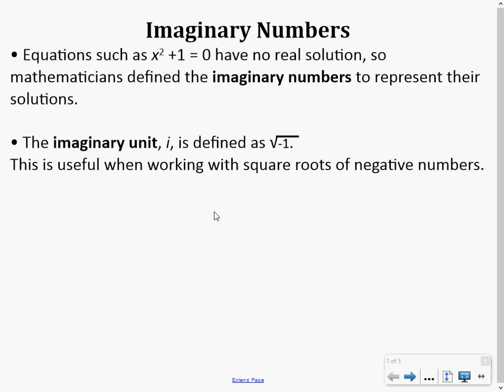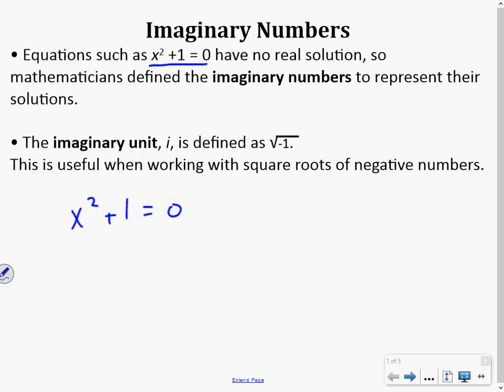Hi everybody. Today we are going to talk about imaginary numbers and how they are involved with quadratic equations. Okay? So in the last video we talked about the square rooting method. So let's try to solve this equation with our square rooting method. Okay? We know we can use it because we're missing the bx part of the equation.